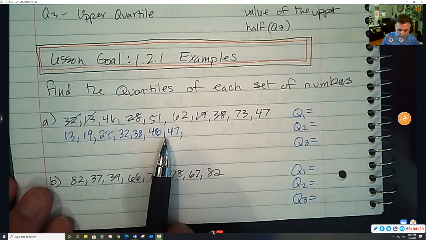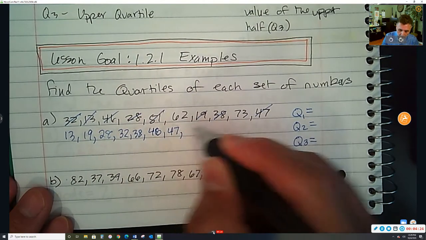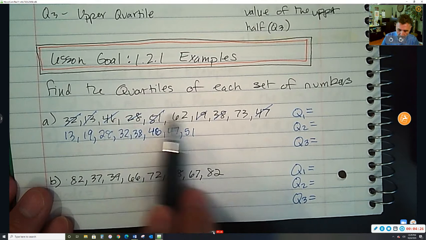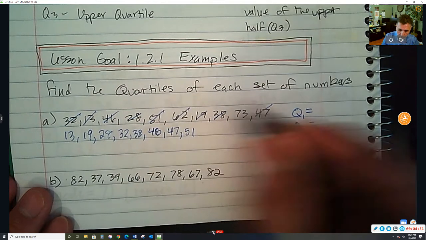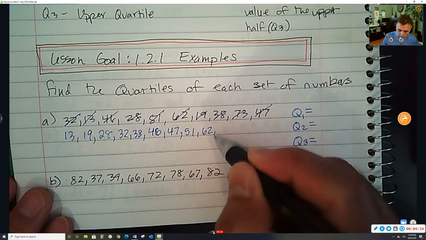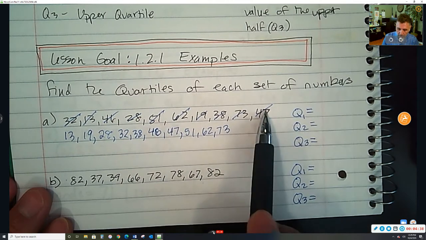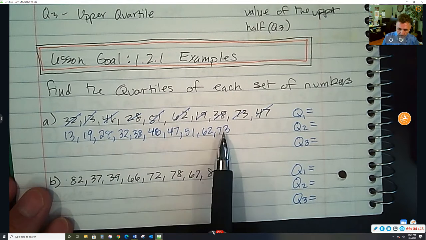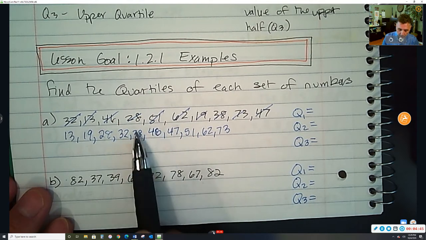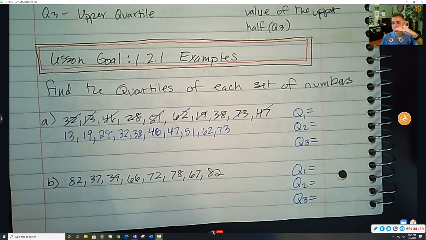Okay, then look for the 50s. Let me cross these off. There's a 51 there. And then there's no more 50s. So the only thing left is 62 and 73. And then again, we can count them just to verify. In the original list, there was 1, 2, 3, 4, 5, 6, 7, 8, 9, 10. And in our new list, there's 1, 2, 3, 4, 5, 6, 7, 8, 9, 10. Since there's 10 in the original list and the new ordered list, I know I have them all in.